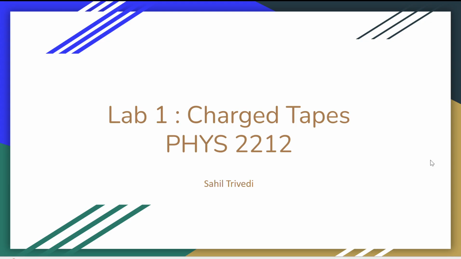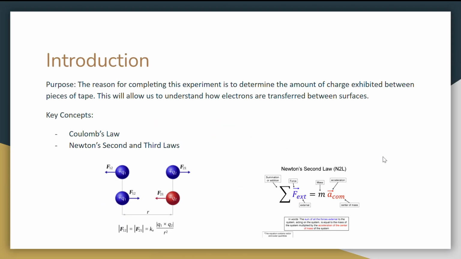So, getting right into it, in the introduction, we see that the purpose for this experiment is to determine the amount of charge exhibited between two pieces of tape, and this gives us a way to understand how electrons are transferred between the surfaces and their resulting charges.